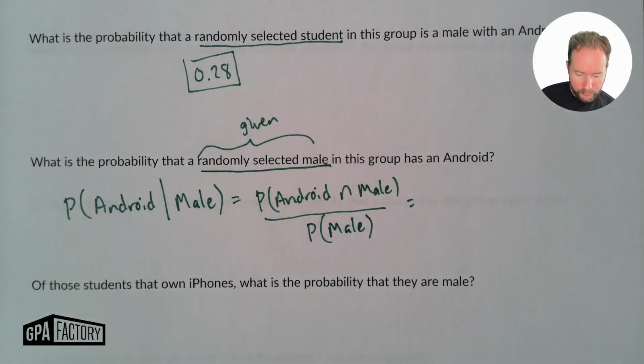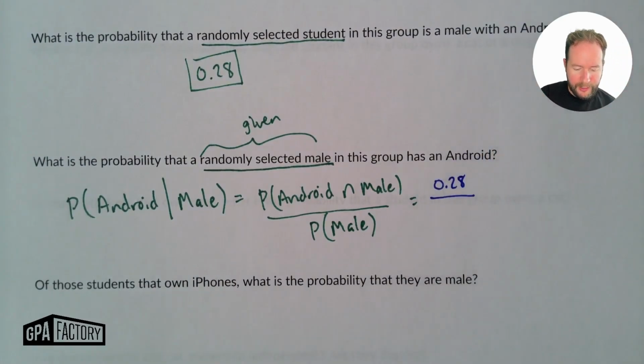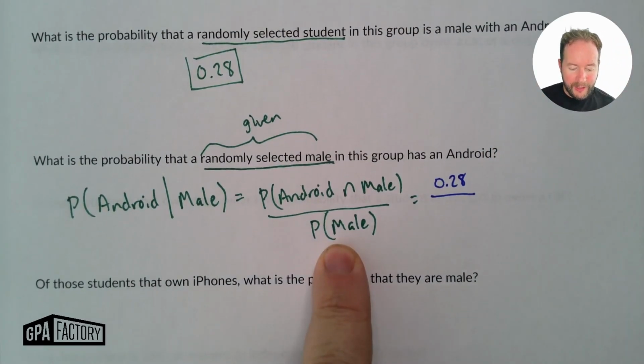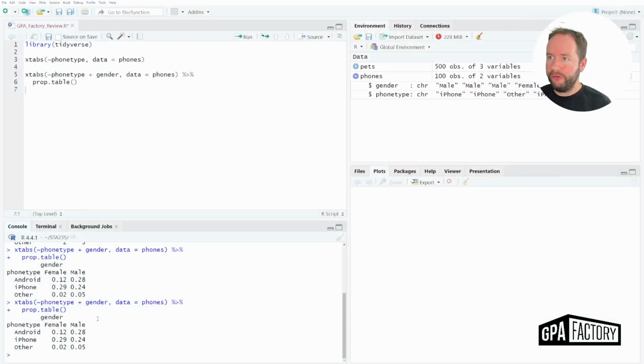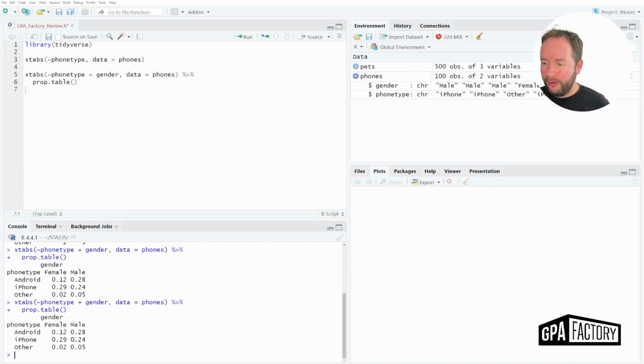Let's put this in blue. 0.28 is my numerator. And now I just want probability of male. So I'm going to jump back to RStudio. You could, if you wanted to, just add the values in the male column. So 0.28, 0.24, and 0.05 when added together would give me 0.57, and that would be my denominator. 0.57. And again, I obtain that just by adding all of the values here in the male column.